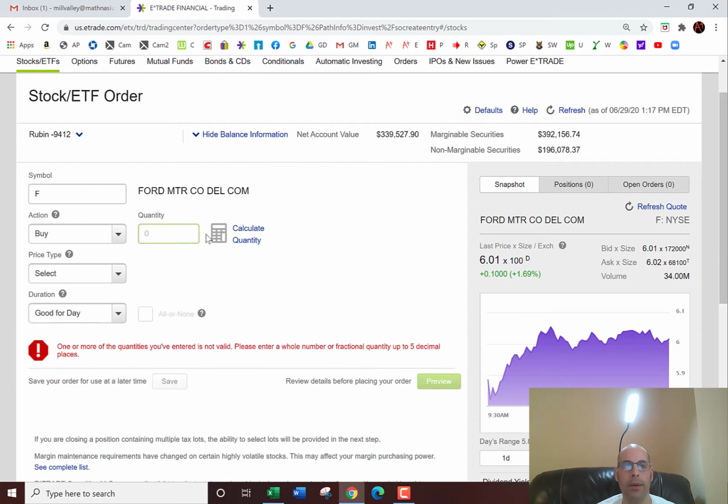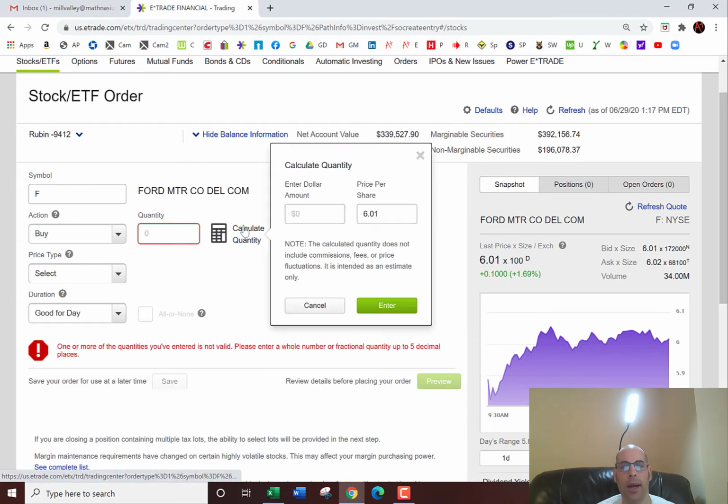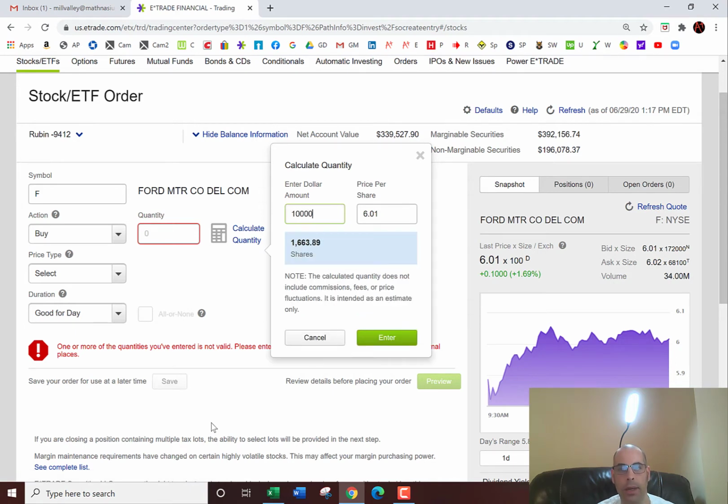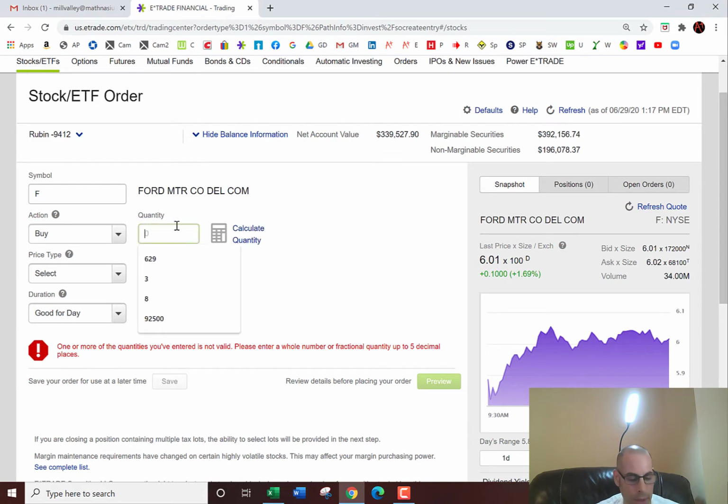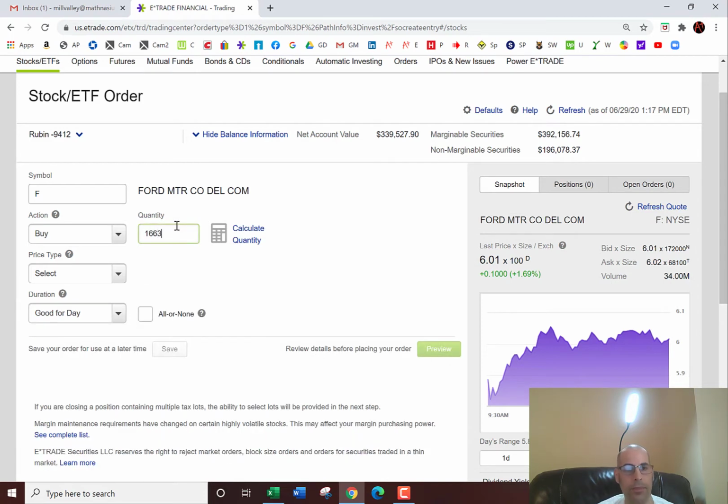But if you have a dollar amount you want to spend, you're not sure how many shares you can buy. So if I want to spend $10,000, I type in 10,123, and it says 1,663.89 shares. You have to round it down because you can't buy fractionals on Etrade. So 1663, so I'll put that in the quantity, 1663.